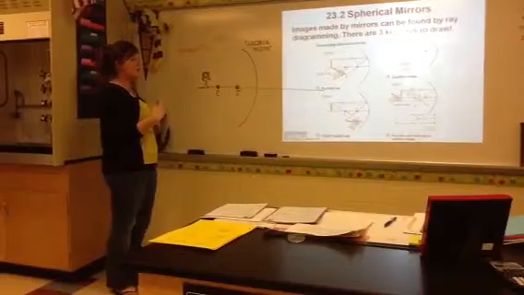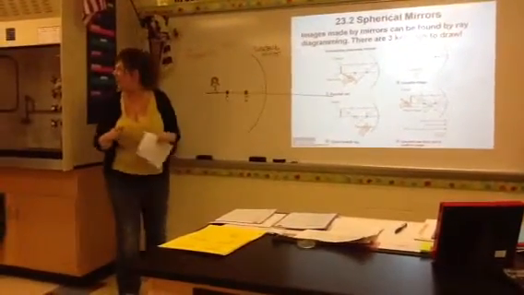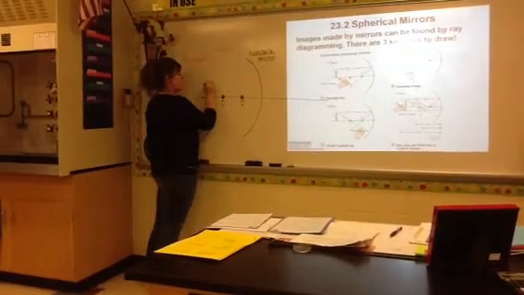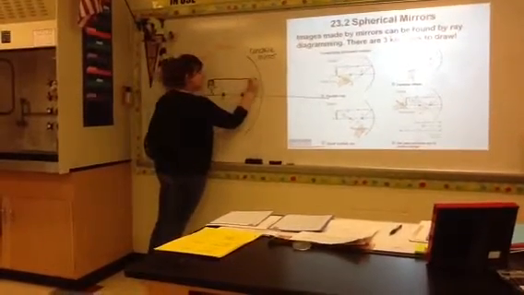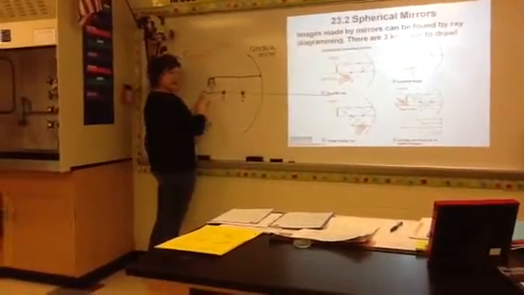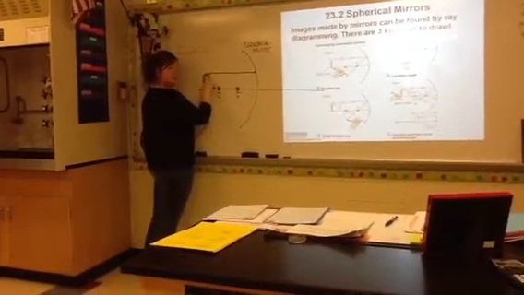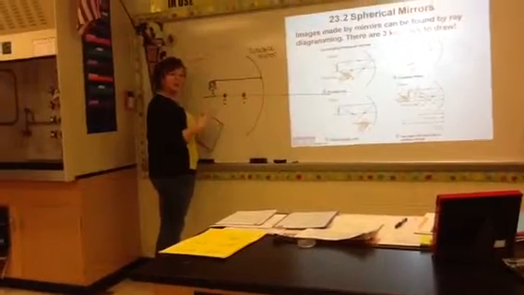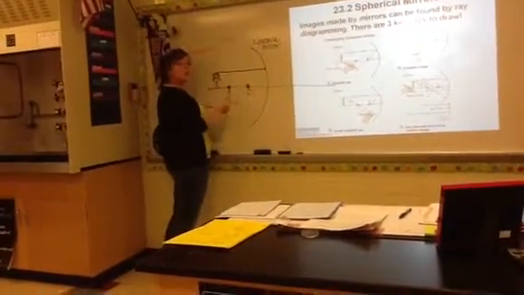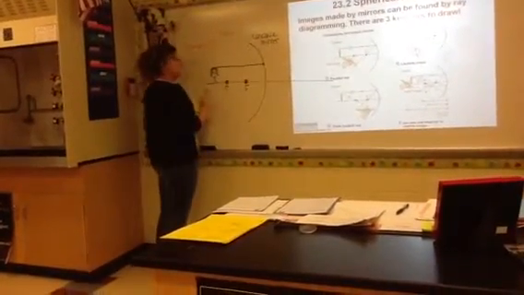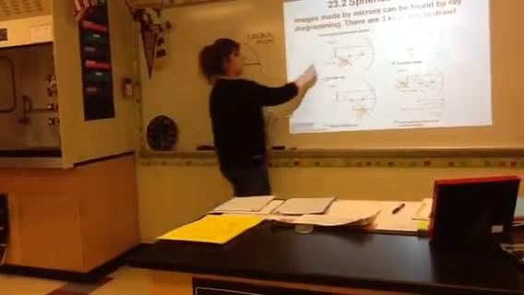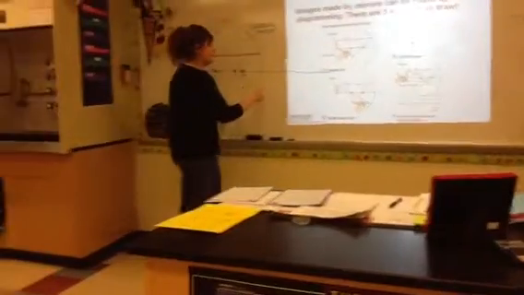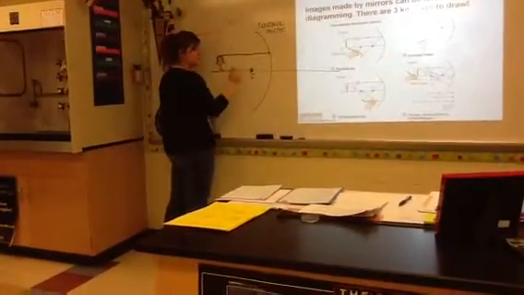The first ray that we're going to draw is called the parallel ray. This parallel ray just means that I have a ray that is parallel to the optic axis. So I'm going to draw my first ray. Once it reflects, or bounces off, it's going to go through the focal point. Parallel to the optic axis, it hits the mirror, and always goes through the focal point. This is always true.